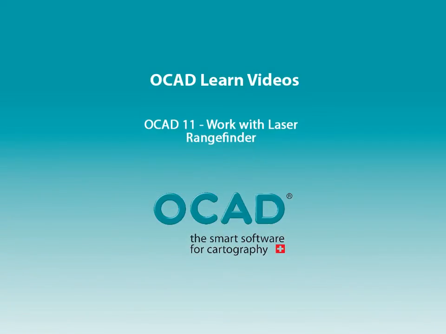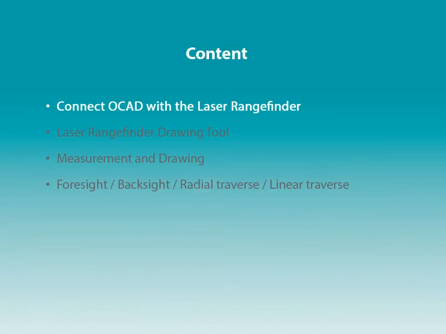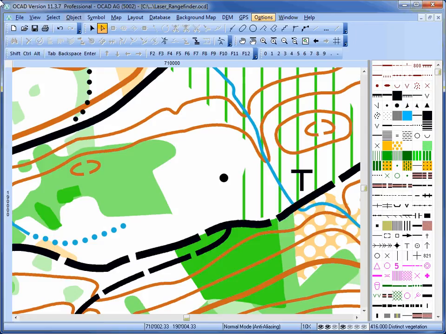This OCAD Learn video is about how to connect and use the laser rangefinder in OCAD 11. First, you have to switch on the laser rangefinder and then it can be connected via Bluetooth with a computer, tablet PC or another device where you have installed OCAD.